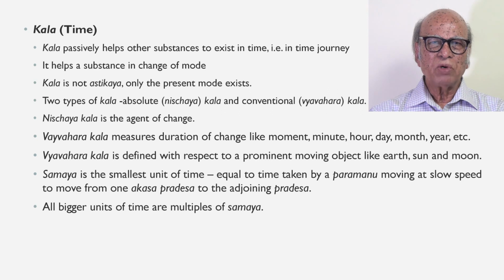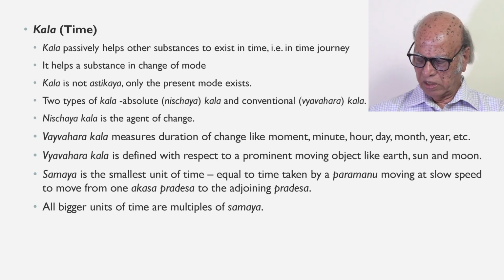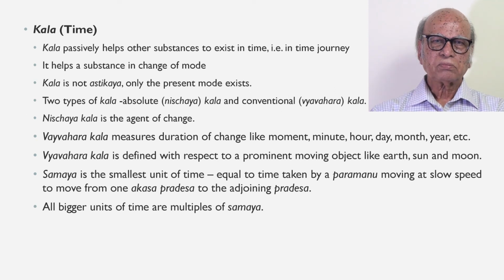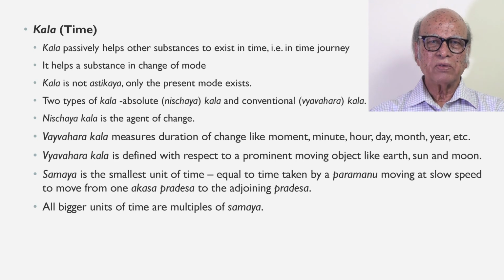Other units of time are multiples of samaya, and all these things are defined or described in Jainism. I will not go into those details, but the samaya is the smallest unit. The other, bigger units are multiples of samaya. So I have described to you the 5 substances today, and the 6th substance, what we call Jeev, we will study in detail in the next lecture.